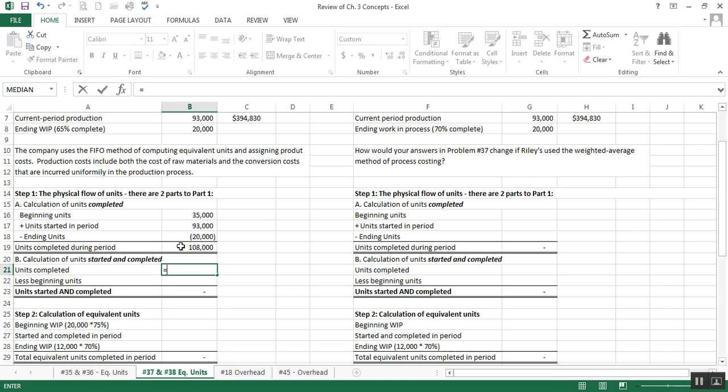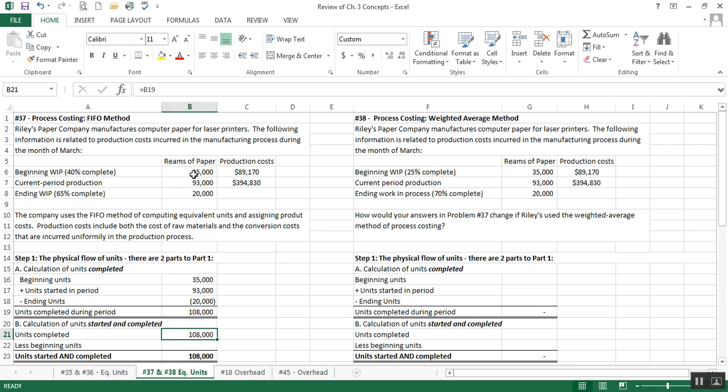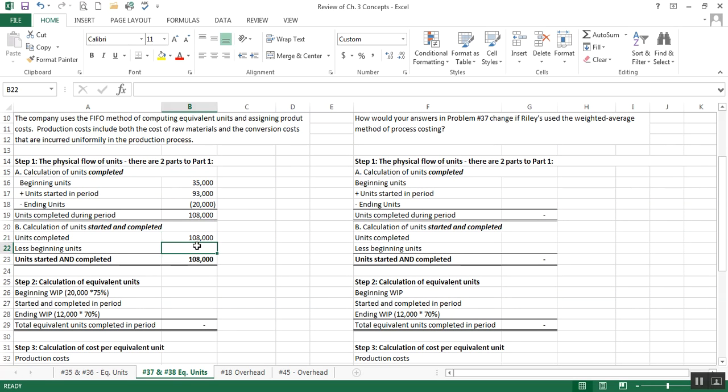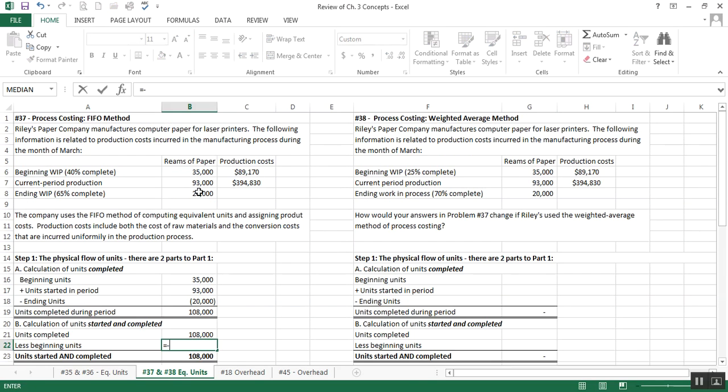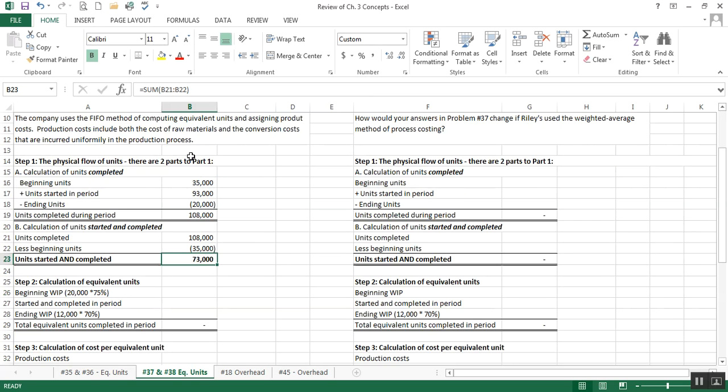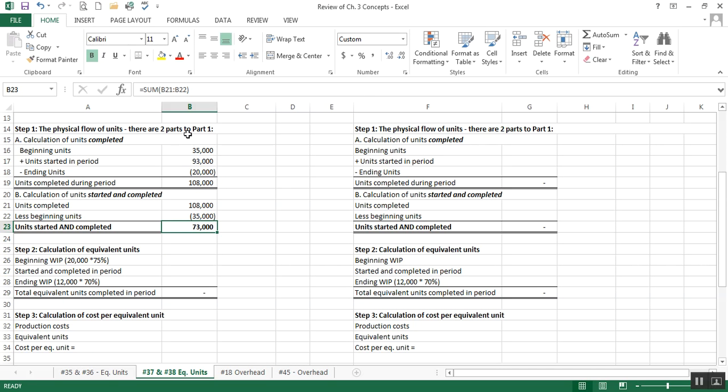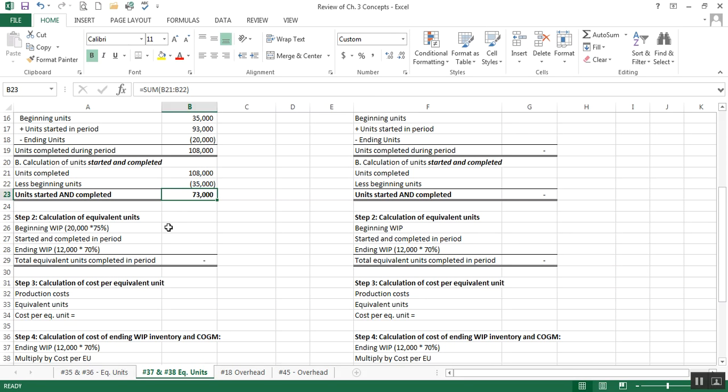Now we're going to figure out what we started and completed. So we know that we started the beginning work in process in the previous period, so we have to subtract that for FIFO purposes. So that gives us 73,000 units started and completed during the period.